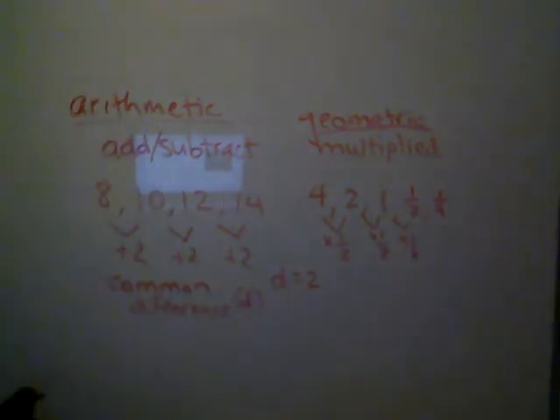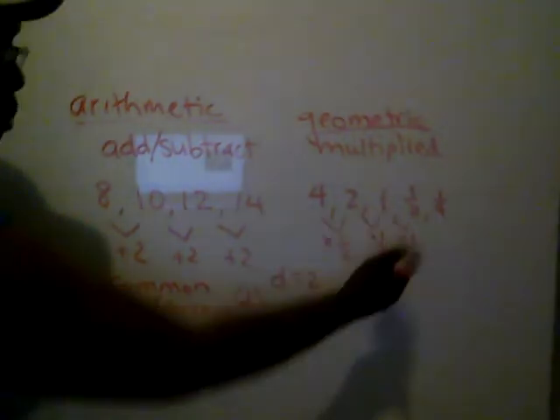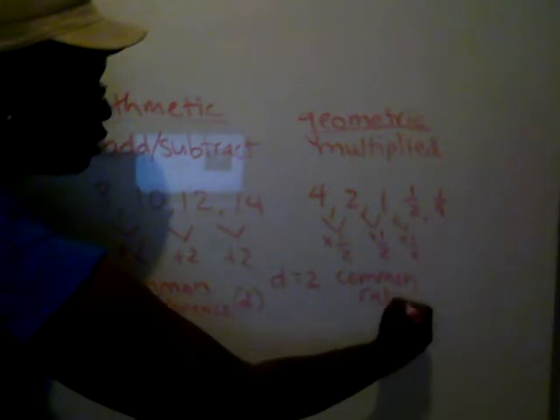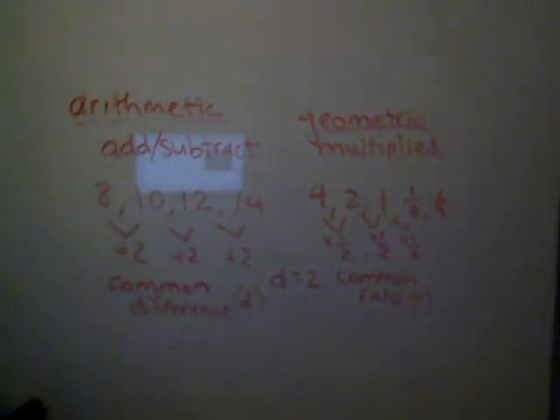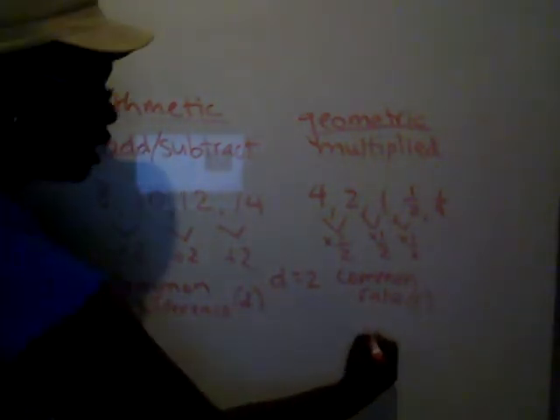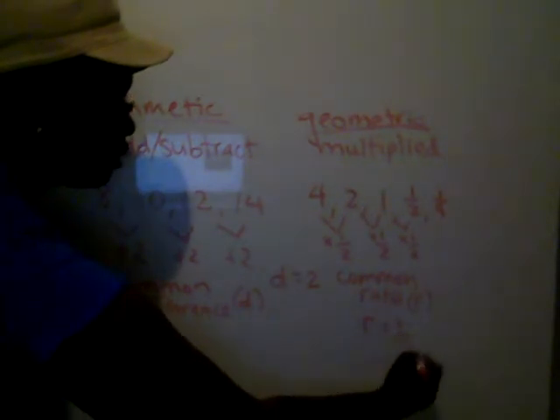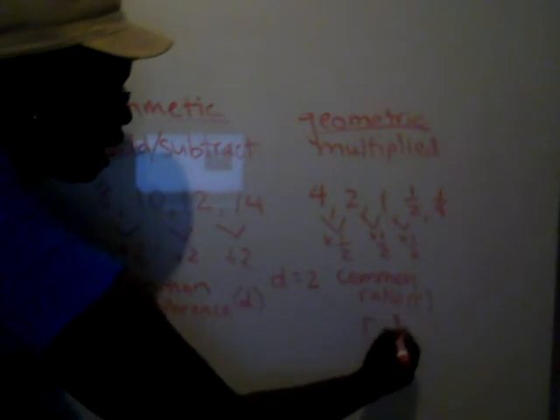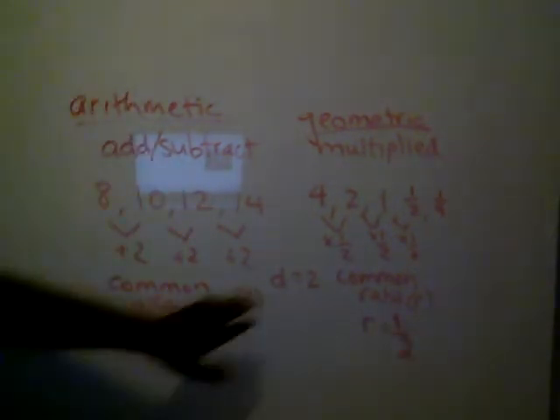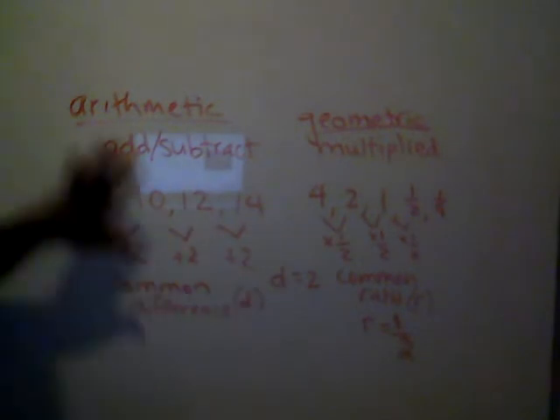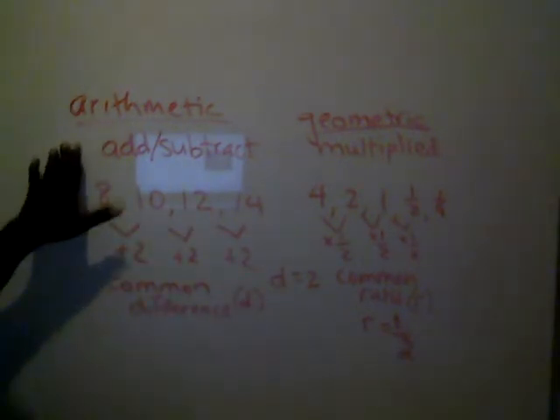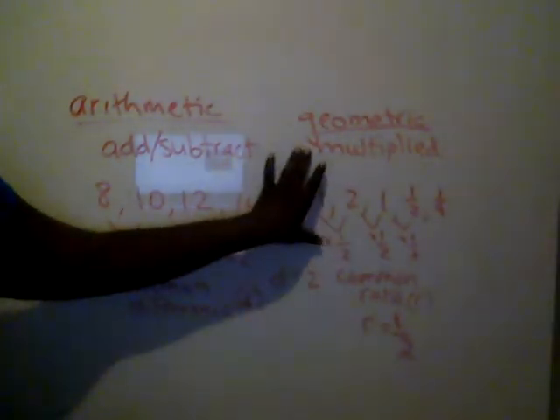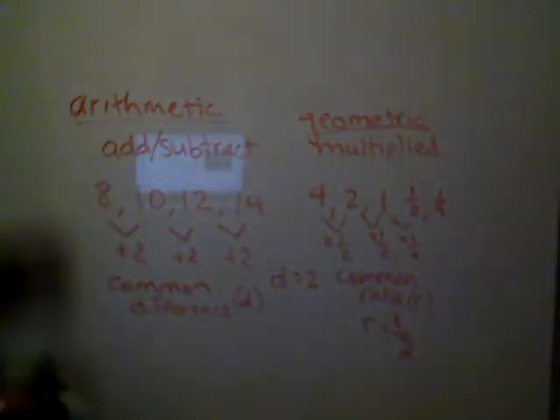We multiply by 1/2. So the number that we're multiplying by each time for geometric is called the common ratio, and that's with the letter R. And so we would say R is equal to 1/2. So one way that we could distinguish between whether we have a geometric or an arithmetic: if they say D equals a number, D goes with arithmetic. That means you're dealing with an arithmetic sequence. If they say R equals a certain number, that means we're dealing with geometric. So R goes with geometric and D goes with arithmetic.